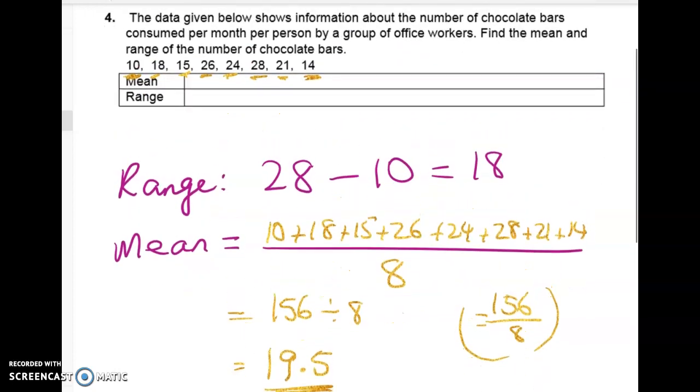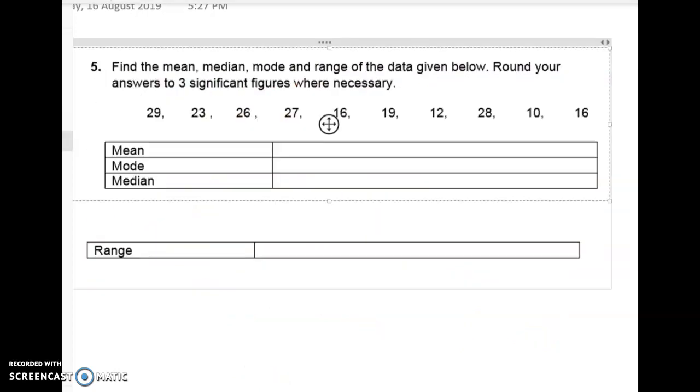It's fine to have a decimal for an answer there. Okay, so 19.5 for the mean number of chocolate bars. Here's the next one. Now, this puts in 2 new things that we've looked at in class, the median and the mode. So the mode is really easy. The mode is just the most popular number.